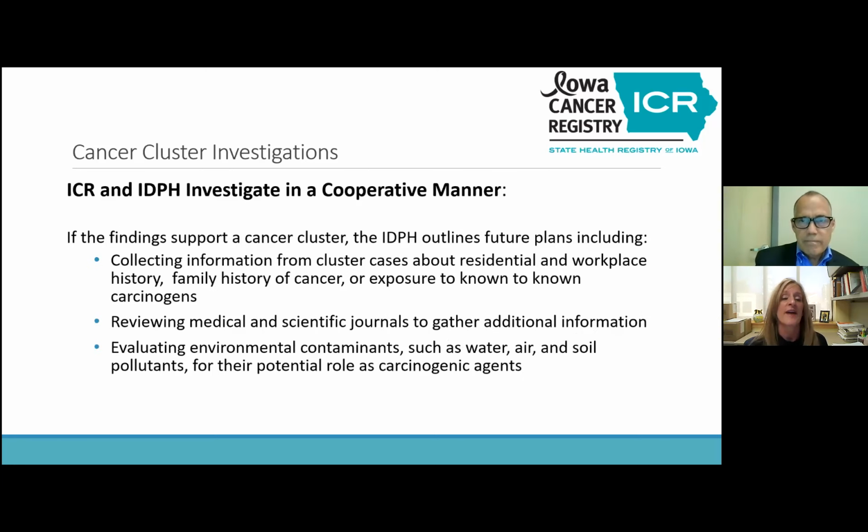And then, if the findings support a cancer cluster, it's up to the Iowa Department of Public Health to outline the future plans. And that could include collecting information from cluster cases about residential and workplace history, family history of cancer, any exposure to known carcinogens. They can review medical and scientific journals to gather additional information, as well as evaluating environmental contaminants.